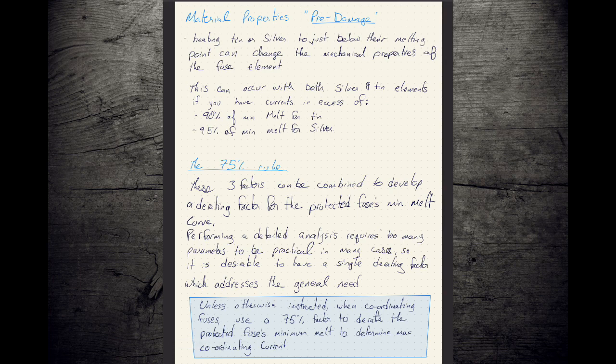Now, pre-damage occurs when you heat up your fuse element almost to the point that it melts, but not quite enough to melt it. What happens is when you get that close to the melting point, the material properties of the fusible element begin to change.